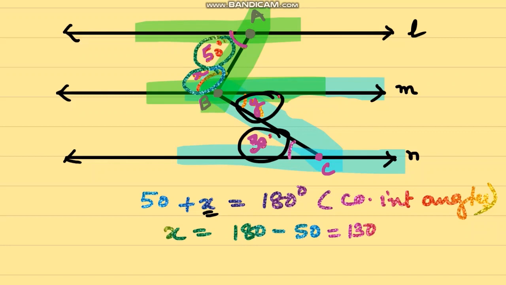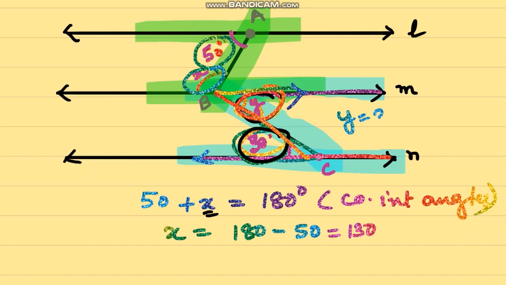Now see children, this angle y and this 30 degrees, both of them are making alternate angles. They are making alternate angles because this line is parallel to this line and BC is acting as the transversal. So Y and 30 degrees, both of them are making alternate interior angles. So Y will be equal to 30 degrees.